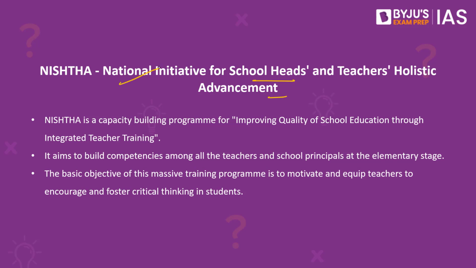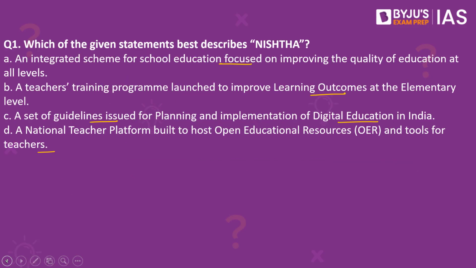So, the Department of School Education and Literacy launched this national mission to improve the learning outcomes at the elementary level through an integrated teachers training program that was named NISHTHA. And this was launched under the centrally sponsored scheme of Samagra Shiksha. The objective of this training program is to motivate, train and equip the teachers so that they can encourage and foster critical thinking in students that they teach. Therefore, the right answer to our question would be option B.